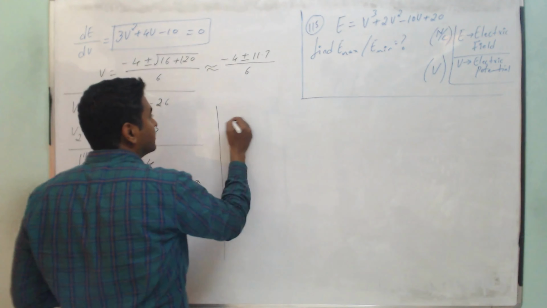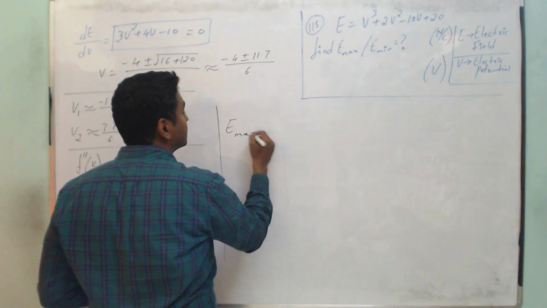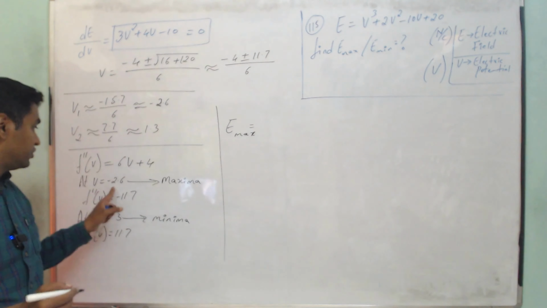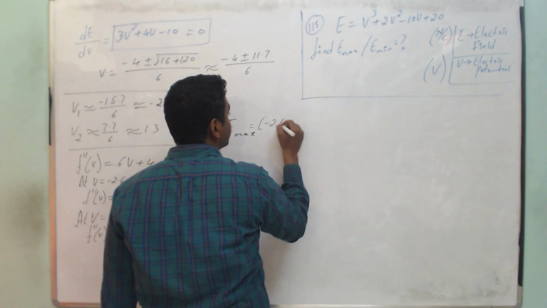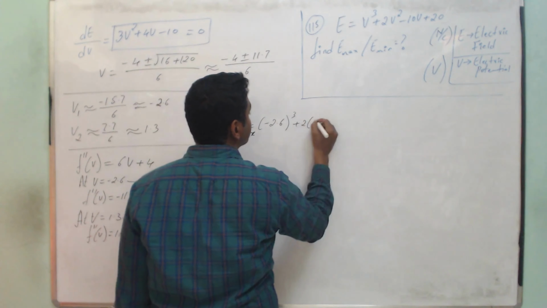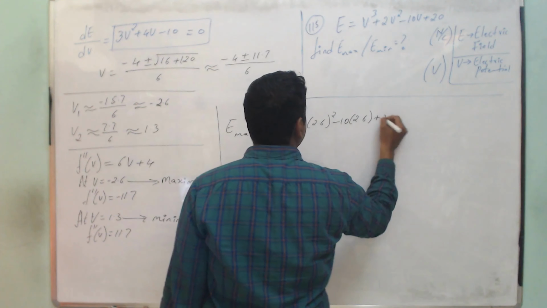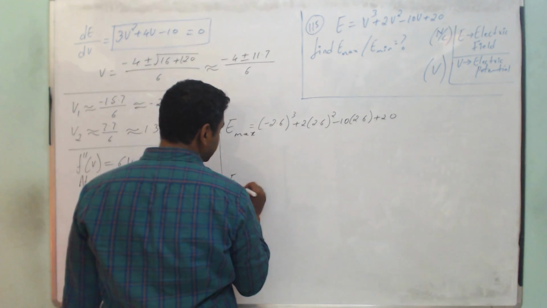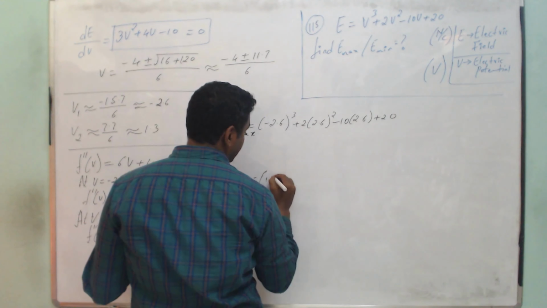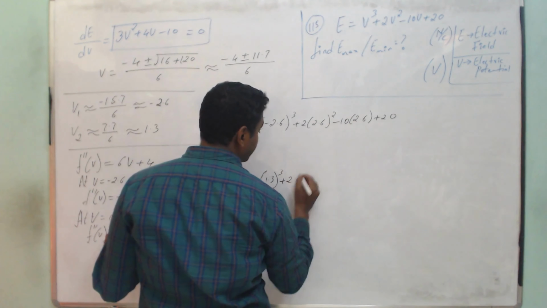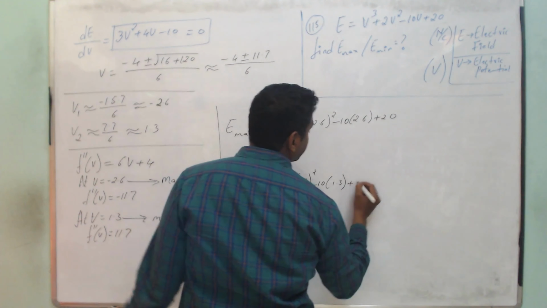Therefore, I can say my E maxima is equal to, I will substitute minus 2.6 in the original form. So I will have minus 2.6 whole cube plus 2 times 2.6 whole square minus 10 times 2.6 plus 20. Similarly, my minima will exist when I substitute 1.3 over here, correct? 1.3 whole cube plus 2 times 1.3 whole square minus 10 times 1.3 plus 20.